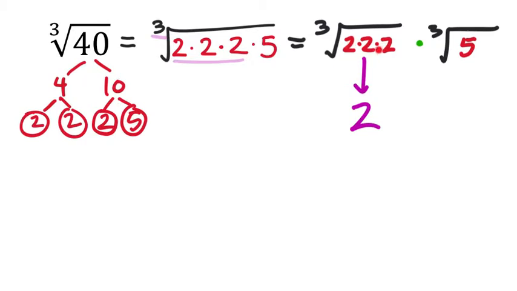Now you could multiply those out and say 8, but 8 is a perfect cube for 2. So that's why we just pull this out as a 2 multiplied by the cube root of 5. Now that's it for this one.